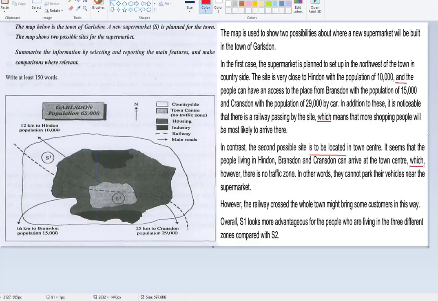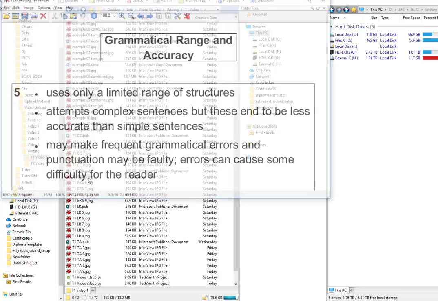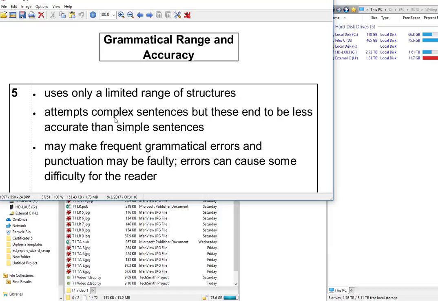Okay, so there's one sentence where we have this relative pronoun that was used. Here we have a sentence joined by and. This one has a faulty relative pronoun that was used. So for grammar, also, it's got to be a 5, because there was an attempt at complex sentences, but they were just not accurate enough.